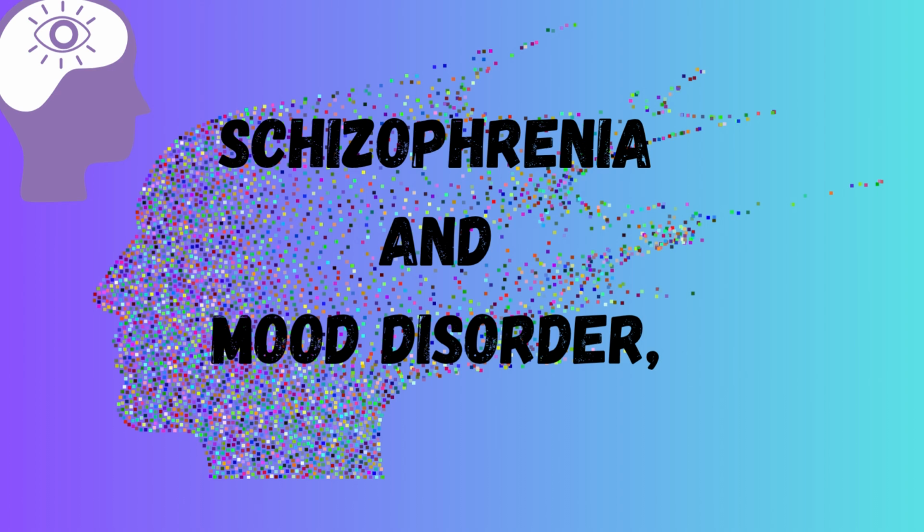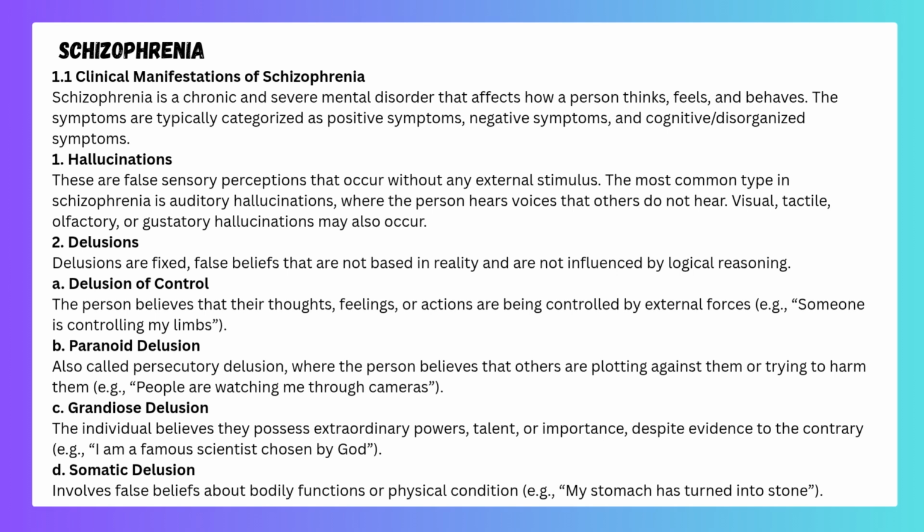Schizophrenia and Mood Disorder. Schizophrenia. 1.1 Clinical manifestations of schizophrenia. Schizophrenia is a chronic and severe mental disorder that affects how a person thinks, feels, and behaves. The symptoms are typically categorized as positive symptoms, negative symptoms, and cognitive/disorganized symptoms.